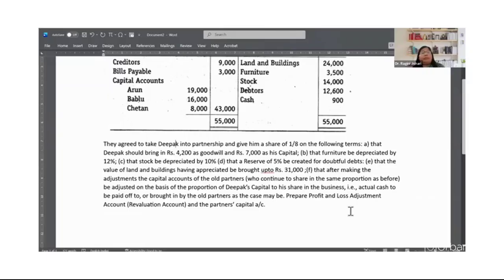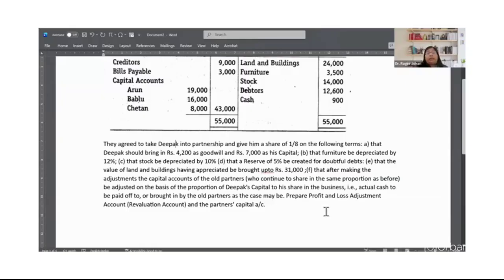Second, furniture is to be depreciated by 12%. Three, stock is depreciated by 10%. Four, reserve of 5% be created for doubtful debts. Fifth, value of land and building has appreciated, and the value now becomes, instead of 24,000, it becomes 31,000.